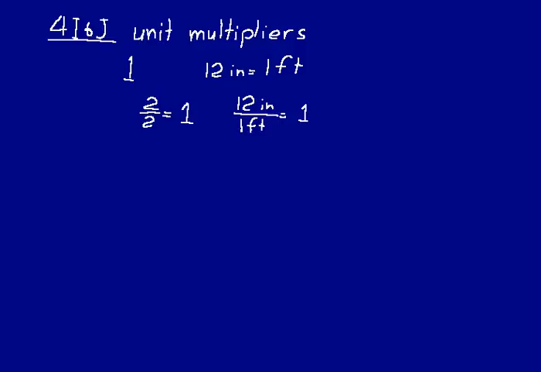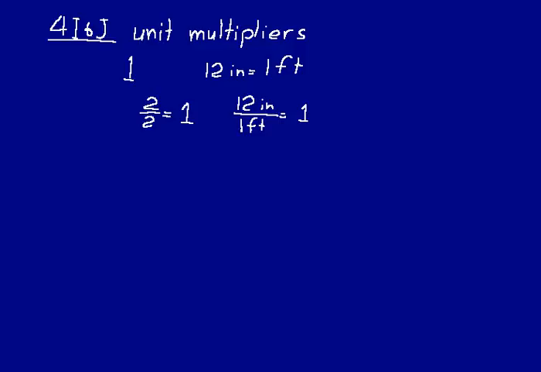Now it doesn't look like 2 over 2. It doesn't look like the numerator and denominator are the same, but you know that they are the same. You know that 12 inches equals 1 foot. So you don't really worry about the numbers being the same. You just know by experience that 12 inches equals 1 foot. So if you wrote that as a fraction, it would equal 1. And therefore, if you multiplied another value by that fraction, you wouldn't change the value. You just may change the way it looks. And what we're trying to do is change the units.